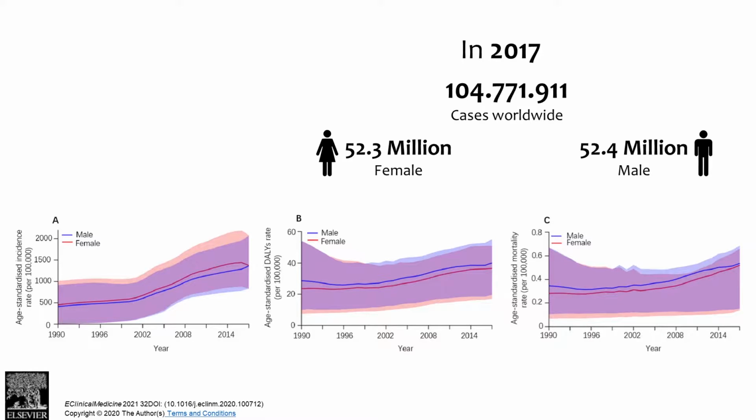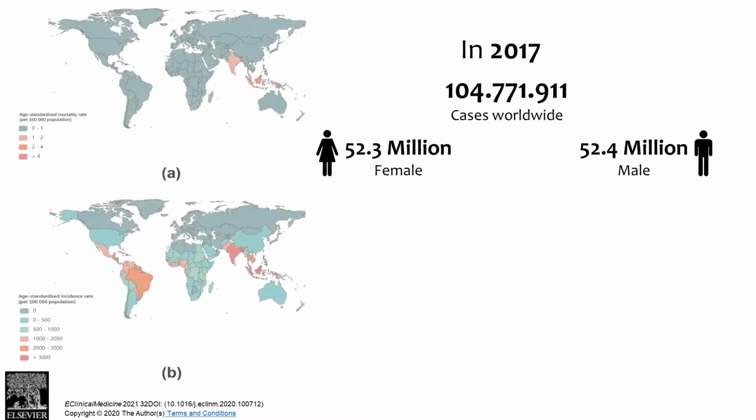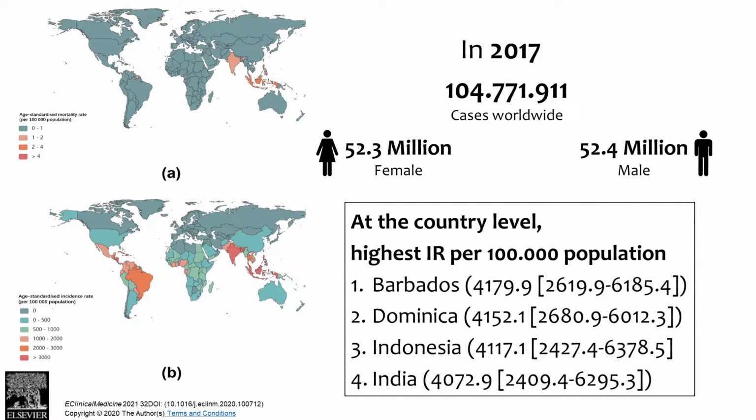In 2017, there was also research showing that dengue affected females and males equally. Based on the data, we know that the countries with the highest incidence rates are Barbados, Dominica, and in third place is Indonesia.